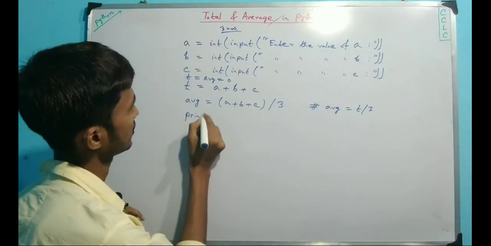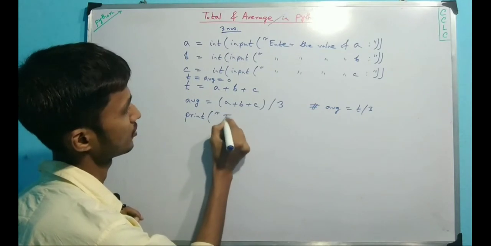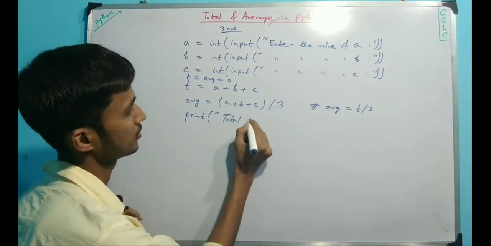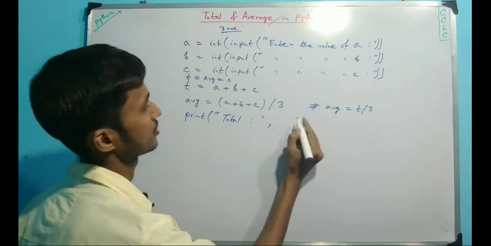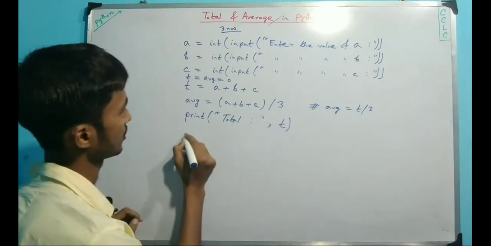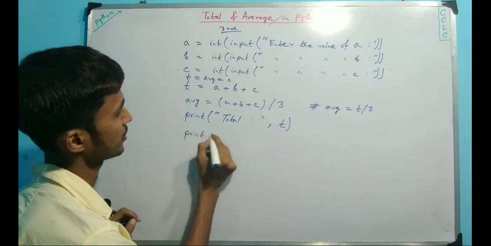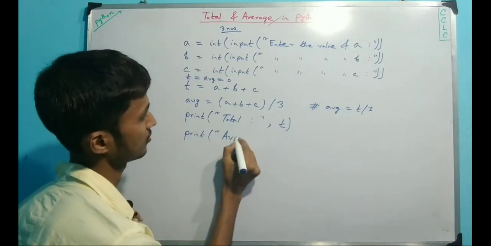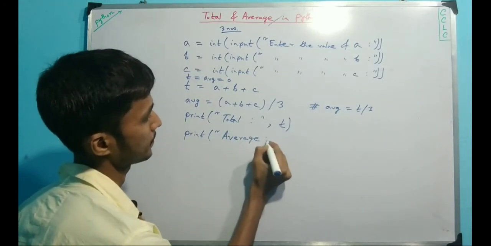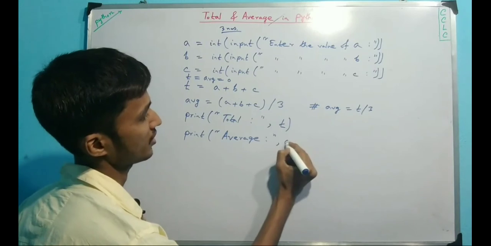Next, now result print. So print total comma t. Next print average avg.